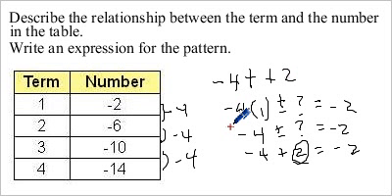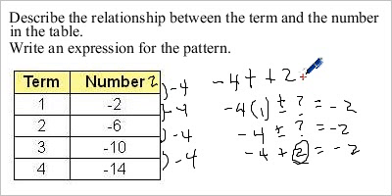Another way to determine the constant is to take a look at what I call the zero term. So what's the number that would come before this? What if we have a number and subtract 4 from it and get -2? What would that number be? What would we have to start with, then subtract 4 and get -2? You can see that the zero term would be 2. So that's another way to find the constant.